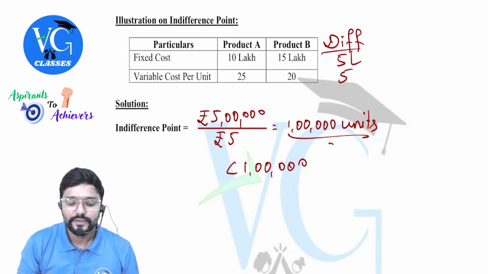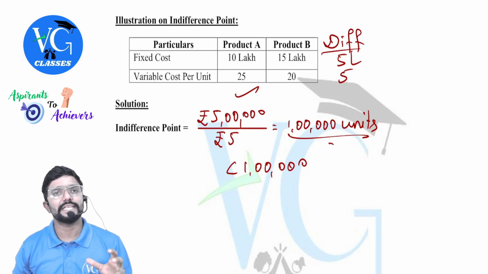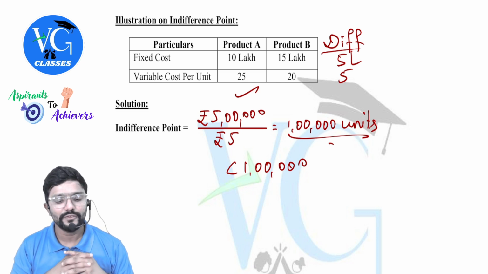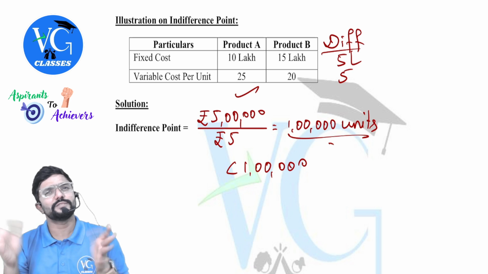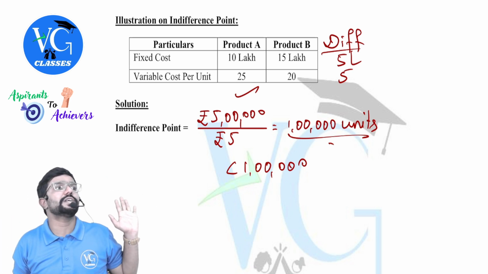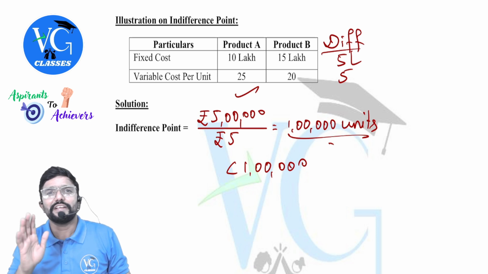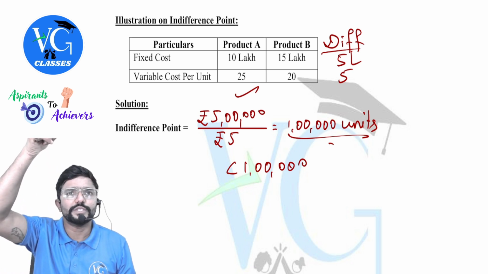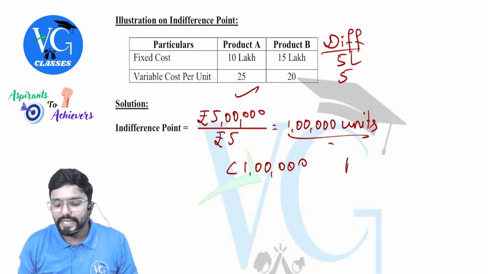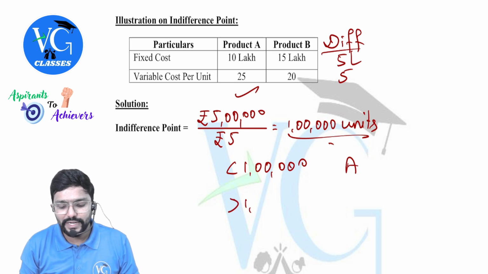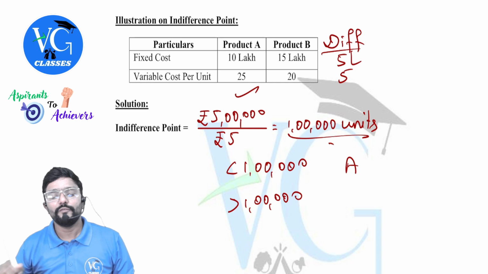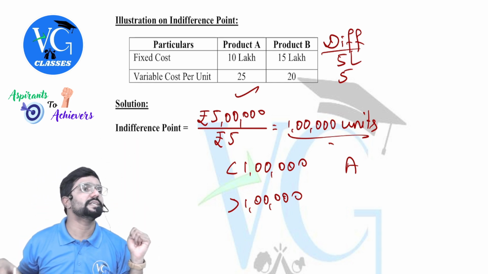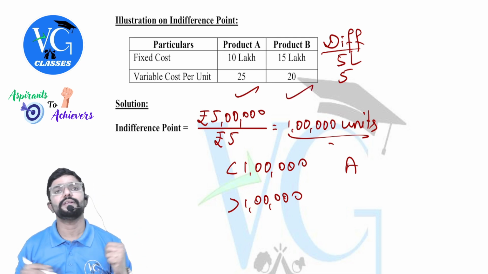Why, guys? Because I will be producing and selling fewer units. Even though variable cost per unit is more, that's okay. But fixed cost in total is less, so that I can recover as early as possible. Hope you understood. So I can tell A. Next, if it is more than 1 lakh, what should I do, sir? Go with where the fixed cost is huge and variable cost per unit is less. I will go with product B.